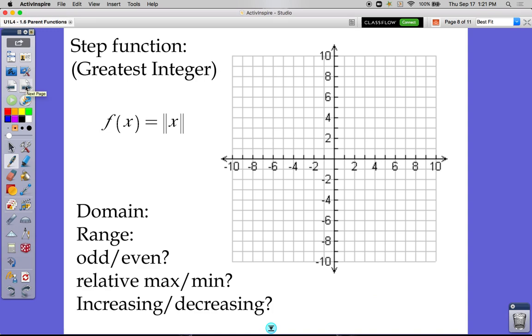The other one that is kind of tricky is the step function. But to us, it's known as the greatest integer. That is, f of x is equal to, looks like a double bar absolute value. This means the greatest integer of x. That is the greatest whole number that you've gotten to when you're maybe at a decimal, and so on. A couple of examples I have for you.